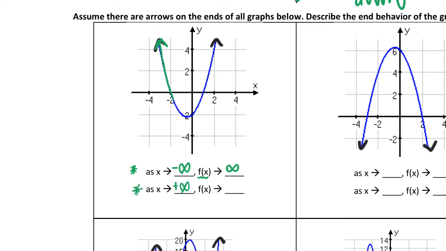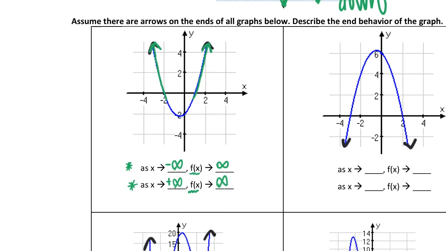As x approaches positive infinity, so as x gets bigger and bigger, as the x values go to the right, what is happening to our y values? Our y values are going up again, so f of x, which is the same as y, approaches positive infinity again. Let's try it again with the example to the right.